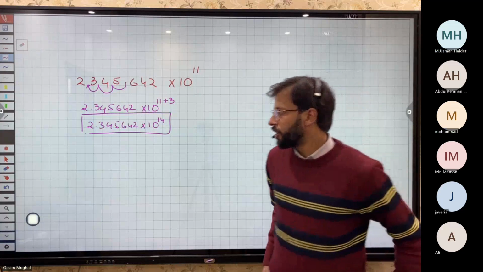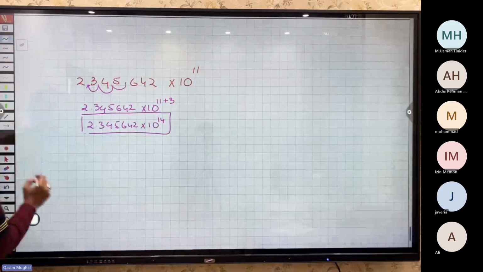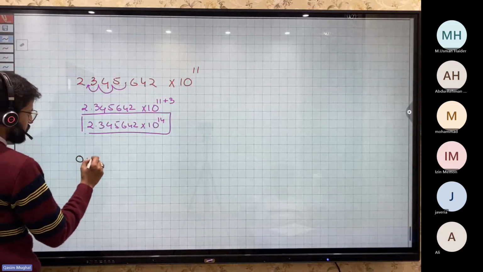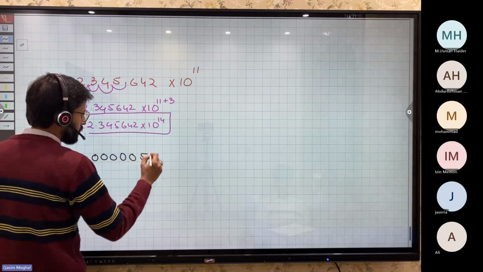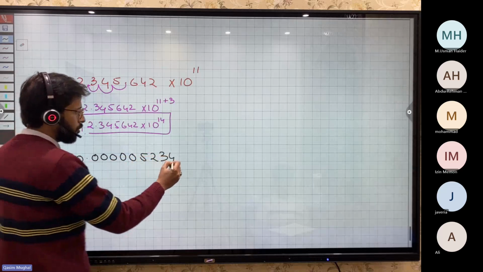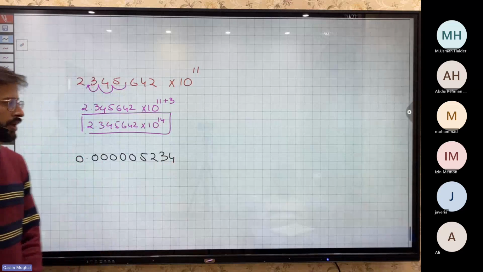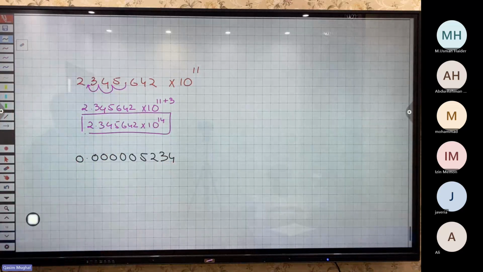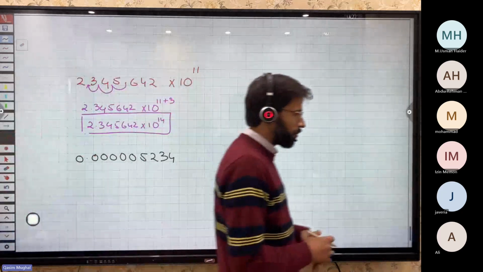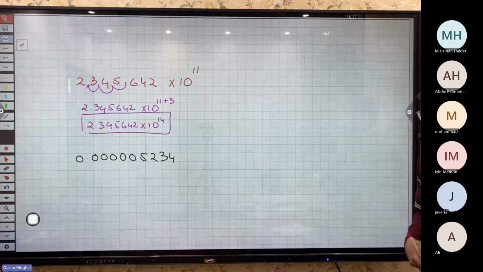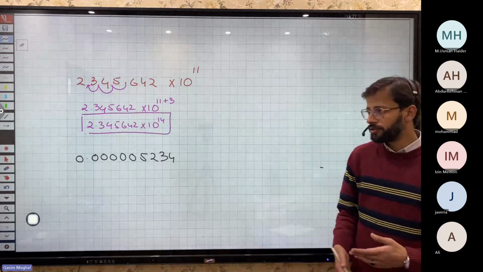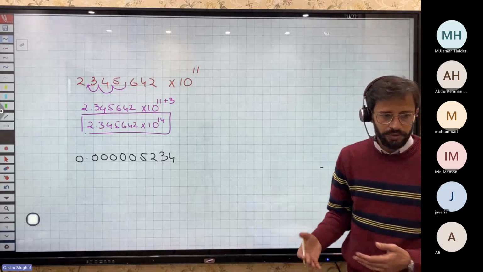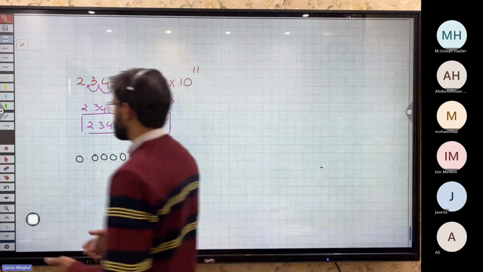Great. Okay, now let's do another example. For example, you have a number 0.000005234, and that's it. It could be, for example, the diameter of your hair, but it is so small that it is very hard for us to read it. Now, we want to read this number properly. So instead of saying zeros multiple times, we will be converting this number into a standard form.